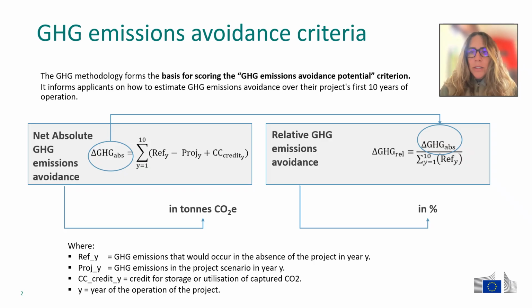And please note that the emissions reduction is calculated over a period of 10 years, irrespective of the duration of the operation of a project. So in the case that the period of operation is lower than 10 years, then all the operational data should be set to 0 for those years in which the project does not operate. And these will, of course, be reflected in the absolute and relative indicators with the reduced period of operation.